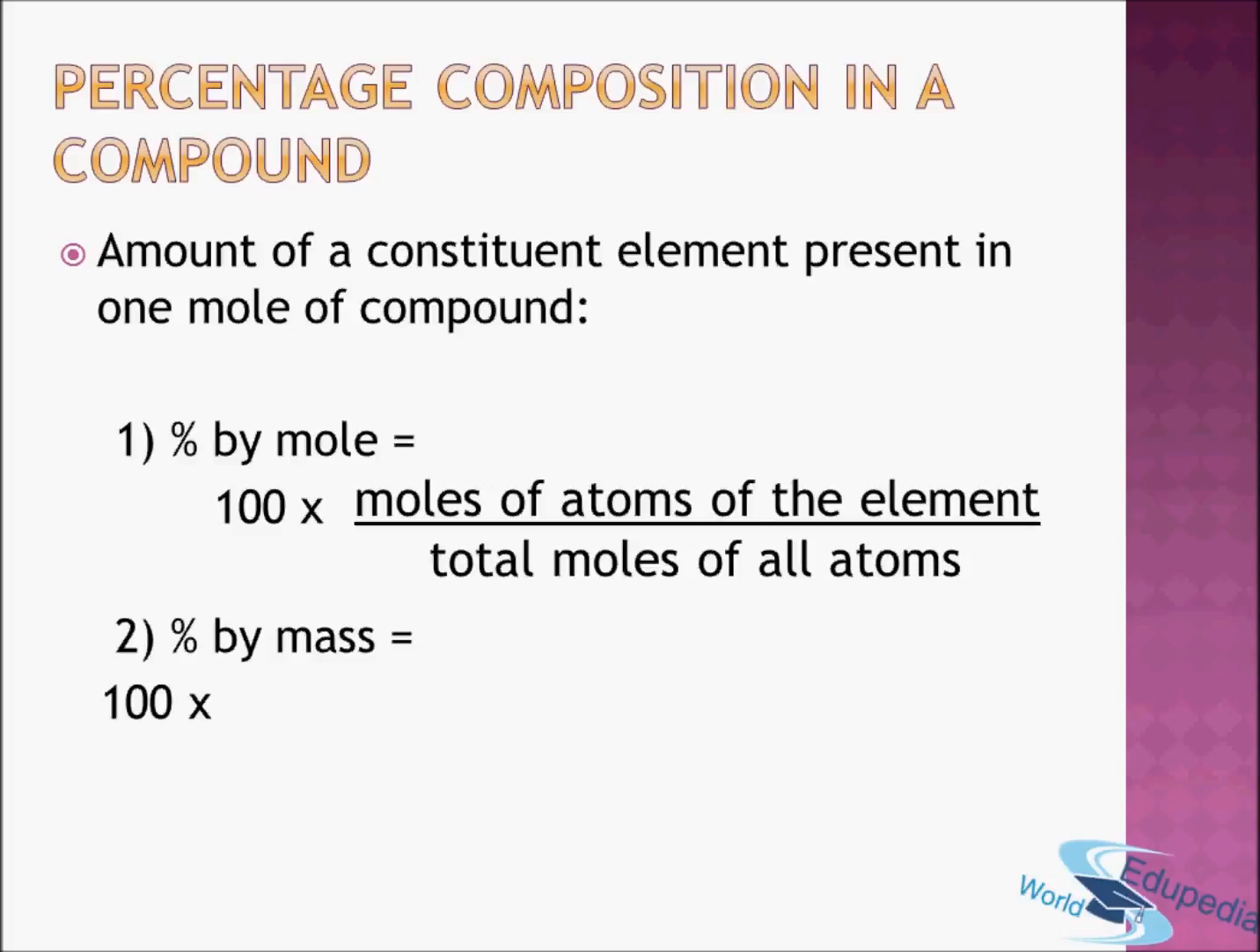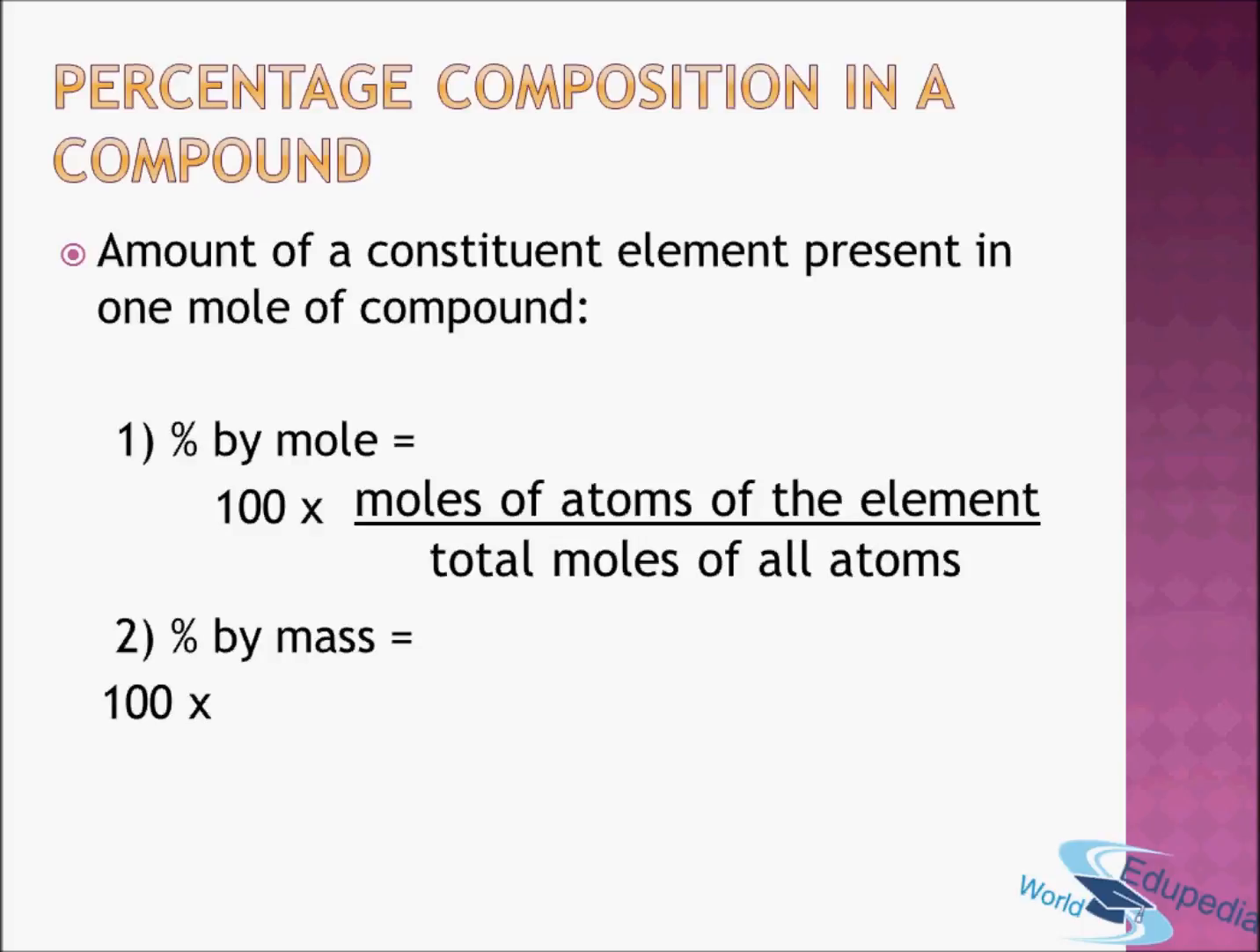atoms. Let's say I have carbon dioxide, CO2. What I am talking about here is moles of atoms of an element. So CO2 has two constituting elements. One is carbon and another is oxygen. So moles of atoms of element. So let's say I want to calculate percentage by mole of carbon in carbon dioxide.